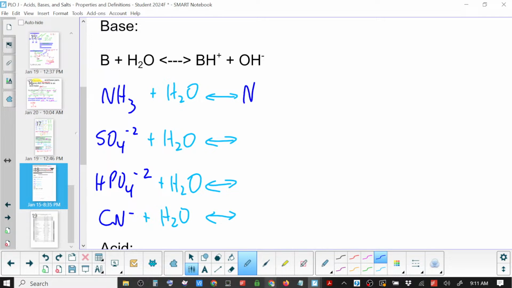And then for acid, it's going to be H3O. Whenever it reacts with water, it's always going to be OH. You just have to remember all the negative charges, everything on top.